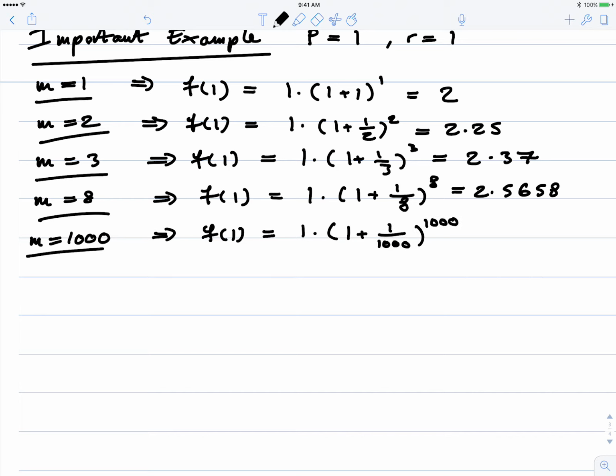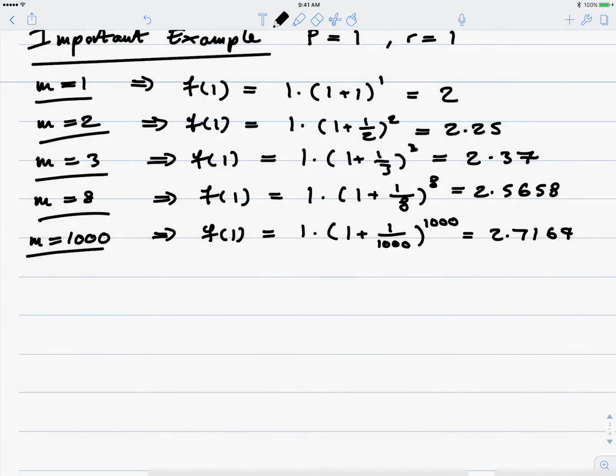Obviously you need a calculator to do this, or a computer. Turns out this is equal to 2.7169. Interesting. It's bigger, but it seems that the increase has slowed down tremendously. We've gone from 1 to 8, we're jumping by 0.56, whereas from 8 to 1,000, we're jumping by less than 0.2. So it seems that we are increasing, but at a much slower rate.